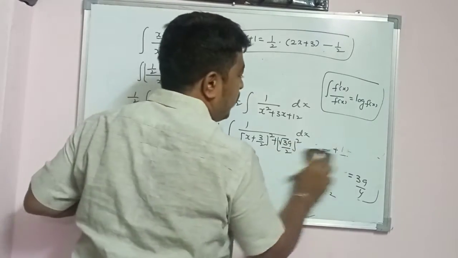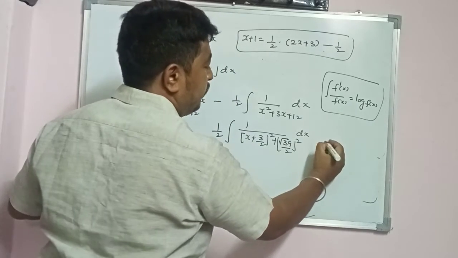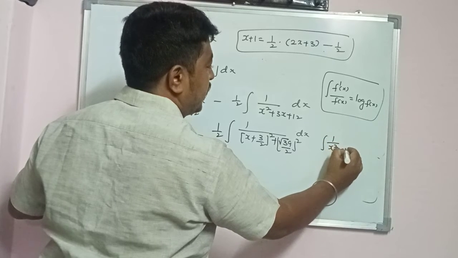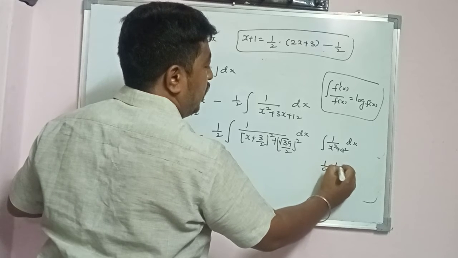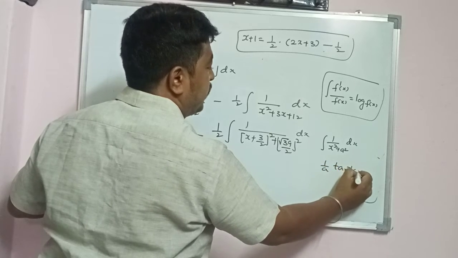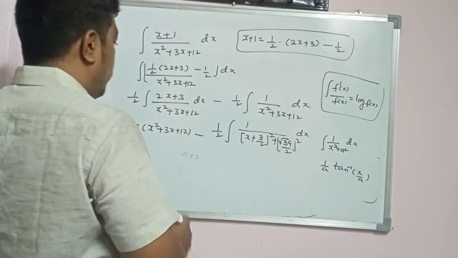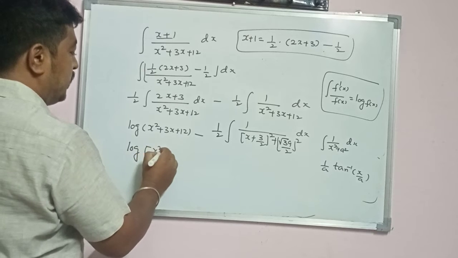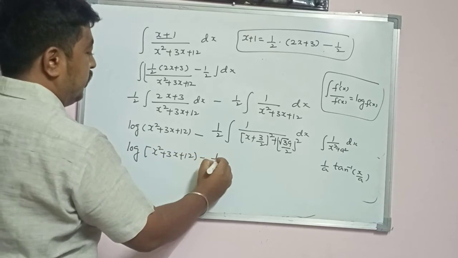What is the formula for this one? See the formula here. That is the integration of 1 by x square plus a square dx. It is nothing but 1 by a into tan inverse of x by a. So the x value here is x plus 3 by 2. This is nothing but log of x square plus 3x plus 12 minus half into.